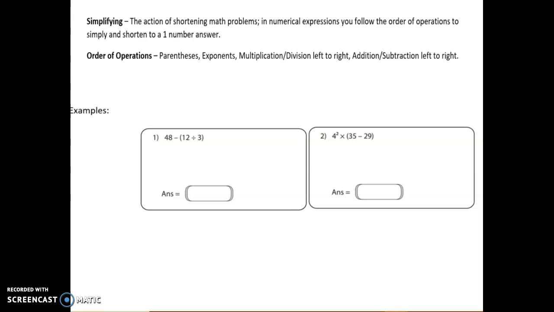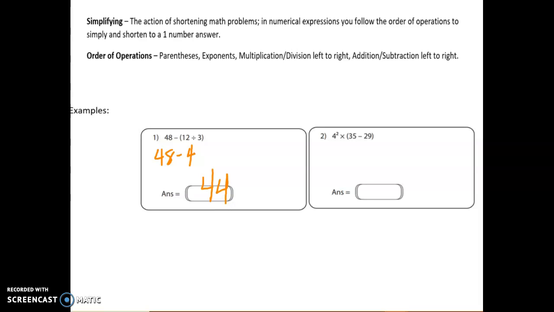So looking at that first example, you should notice that there are parentheses right here, 12 divided by 3. So that would be the portion that we do first. So 12 divided by 3 is 4. Everything else would just drop down. So 48 minus 4. Subtraction is the only other operation that is left. So when we perform that operation, our answer is 44.